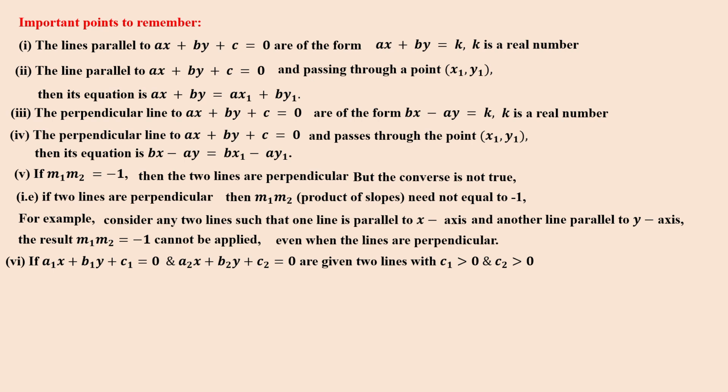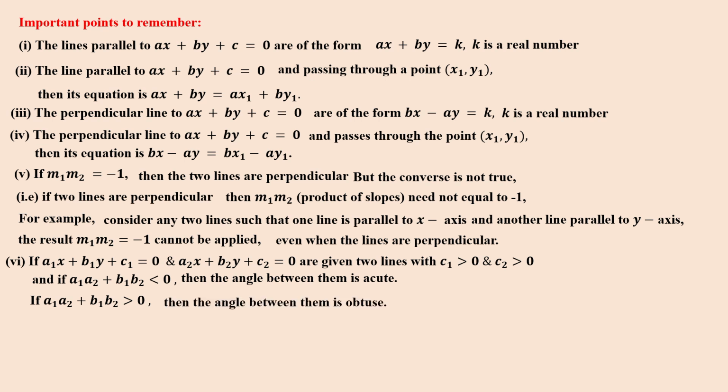Next one, a1x plus b1y plus c1 equal to 0 and a2x plus b2y plus c2 equal to 0 are two given lines with c1 greater than 0, c2 greater than 0. Note that if a1 a2 plus b1 b2 is less than 0, then the angle between them is acute. If a1 a2 plus b1 b2 is greater than 0, then the angle between them is obtuse.